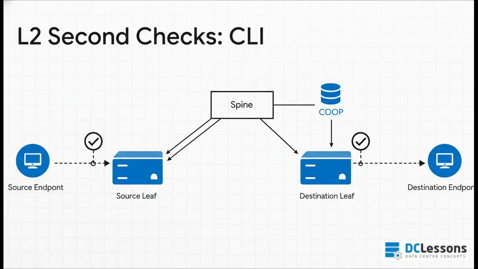We're going to SSH into the source leaf and verify it's learned the source endpoint. Then we'll hop over to the destination leaf and do the same for the destination endpoint. And the crucial middle step, check the spine's COOP database to make sure it knows where both of them are. If there's a gap here, traffic's going nowhere.